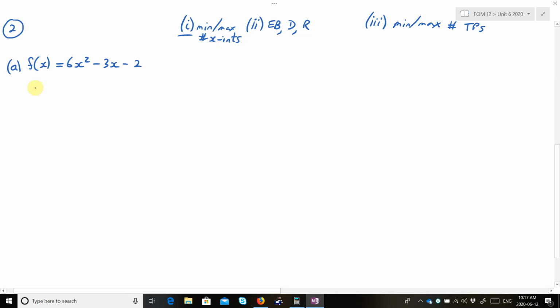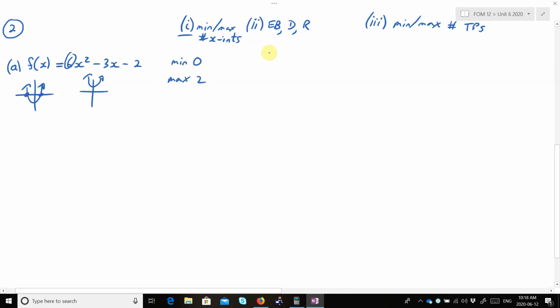Okay, and so the first one here, guys, is an x squared. It's a quadratic. It's a U-shaped graph, and it's facing up because the leading coefficient is positive. So it could have 2 x-intercepts, or it could possibly not touch the x-axis. So the minimum number of x-intercepts is 0. The maximum number of x-intercepts is 2.